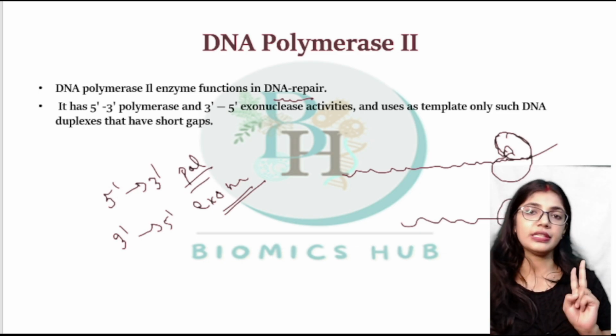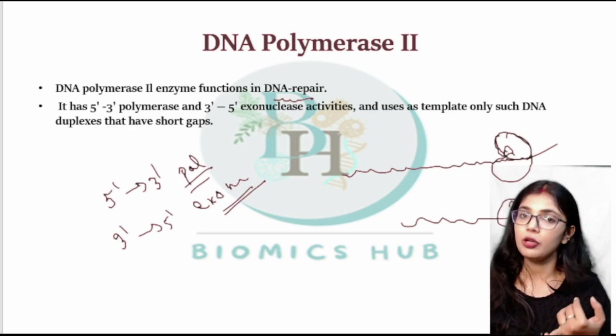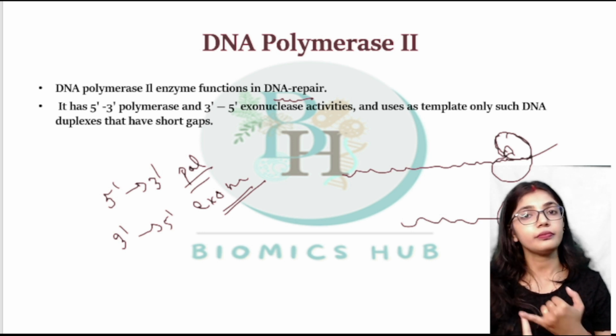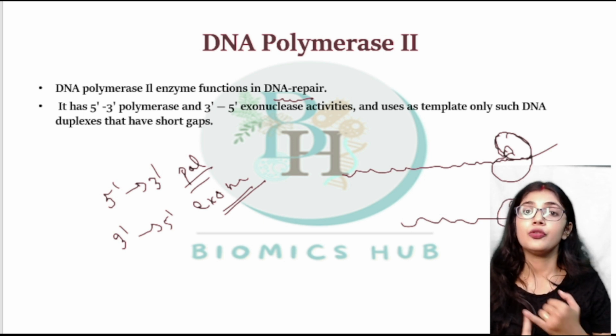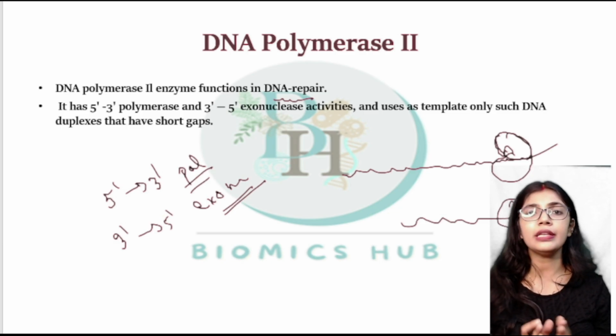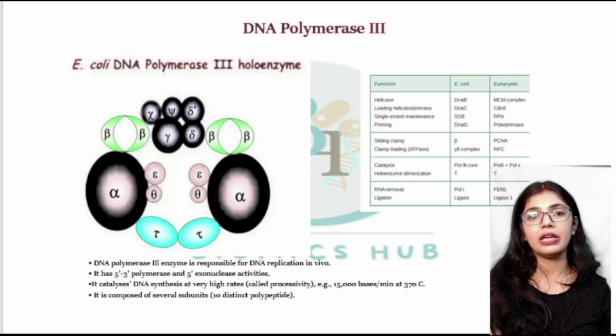Okay, already we have discussed the 3 DNA polymerases, that is DNA polymerase 1, 2, 3. And DNA polymerase 4 and 5 are mainly responsible for the repair system. So this we will discuss when we discuss the repair mechanism. Now let us see the structure of DNA polymerases. Here is the structure of DNA polymerases.